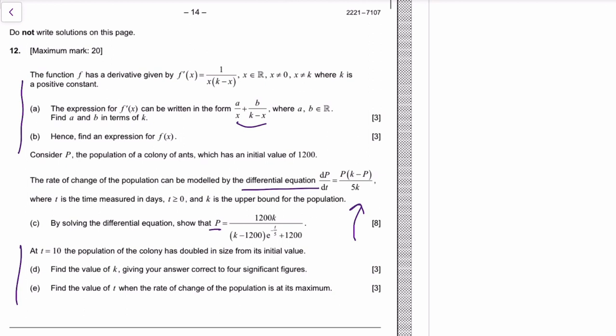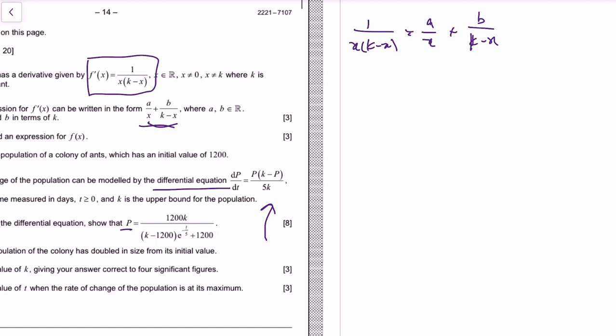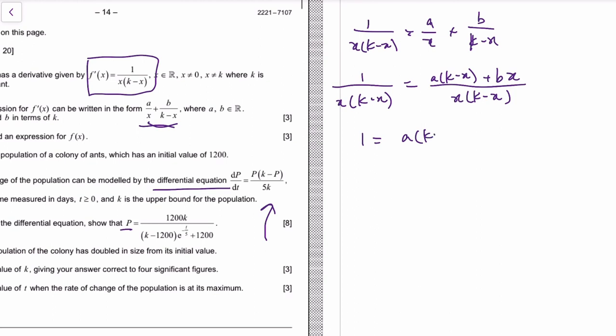Part A, they want you to rewrite the derivative, which is 1 over x(k minus x), into this. So this technique is known as partial fractions. I guess most people do it like get a common denominator on the right. So it's x(k minus x). So A needs to be times (k minus x), B needs to be times x, equal to the original thing. That would imply 1 has to equal the numerator of the right hand side.